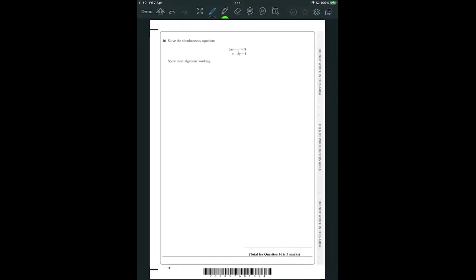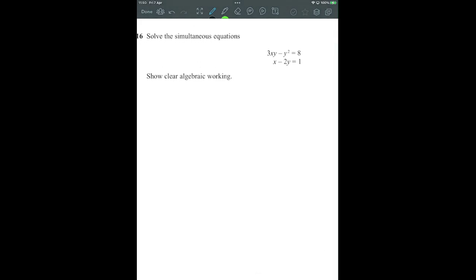Question 16. A nasty set of simultaneous equations. This is a quadratic set. Now for the quadratic set, you can't use the elimination method. You can't multiply one of them by something and the other by something and hope that they cancel. You need to substitute. So I'm going to give them some names, as I normally do.